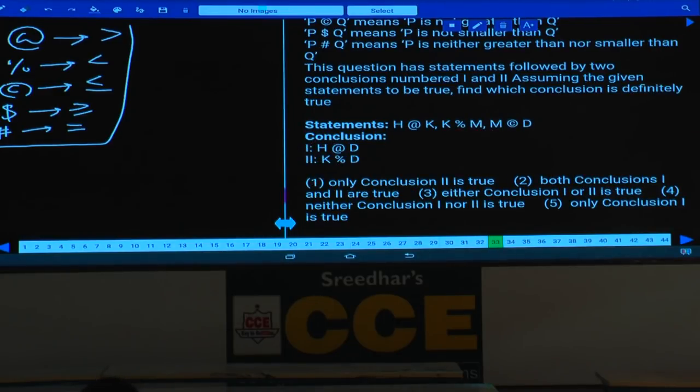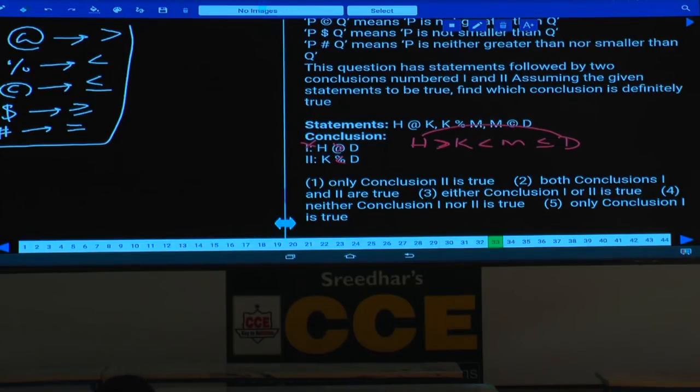Then question number 33, H at the rate of, H greater than K, K percentage means K lesser than M, M copyright means M lesser than or equals to D. Then the first conclusion, H at the rate of stands for H greater than D, and K percentage K lesser than D. Now the relation between H and D: there are 2 opposite symbols, one is greater than, another one is lesser than. Hence we cannot derive any conclusion between these 2 letters.